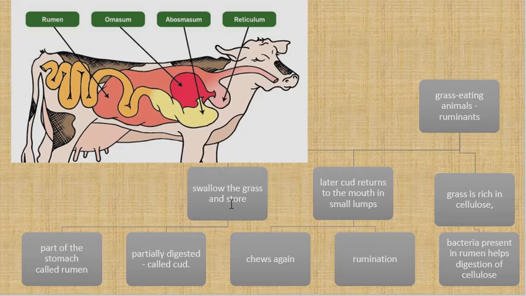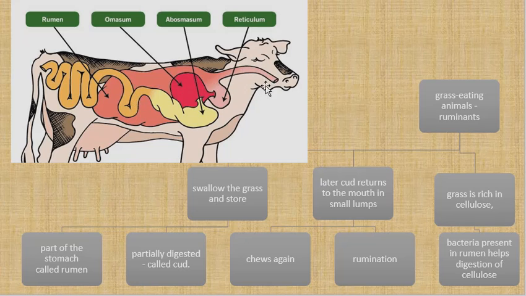Where do they store the grass? They store the grass in this pink color sac. This pink color sac is a rumen. What happens in the rumen? Part of the stomach is called rumen. Here partially digested food is kept. It is not actually fully digested.